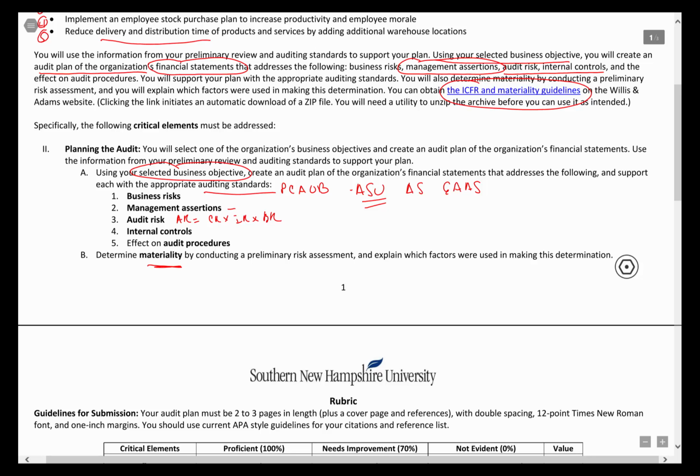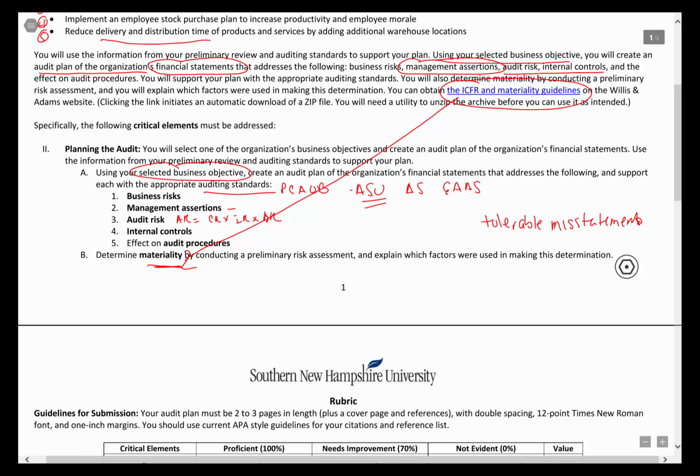And then materiality. You see these guidelines right here, and that is the guidelines from the CPA website. You're going to be using those guidelines in determining your materiality here. Some students forget to do that, and that's a really critical element of our auditing plan, because we have to set materiality at a particular level, because then we know that our tolerable misstatements have to be below that, right?